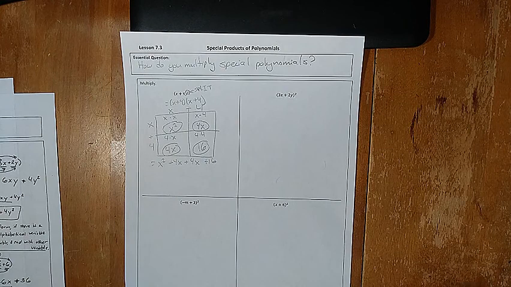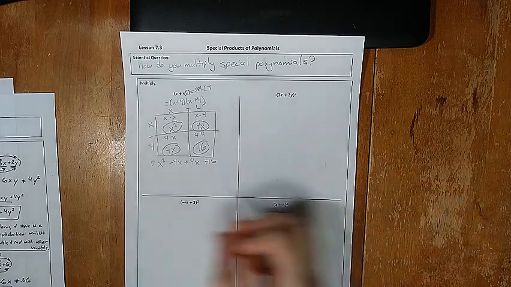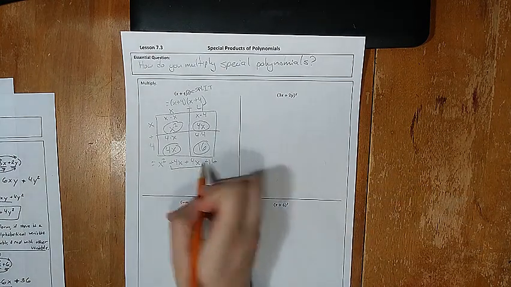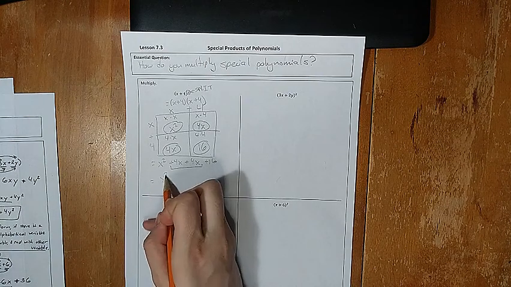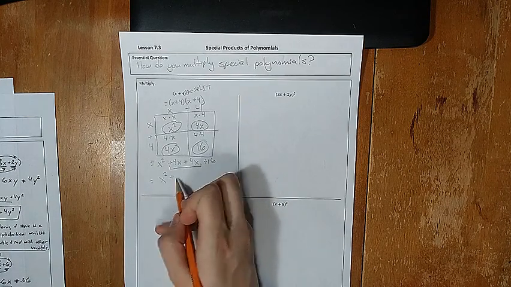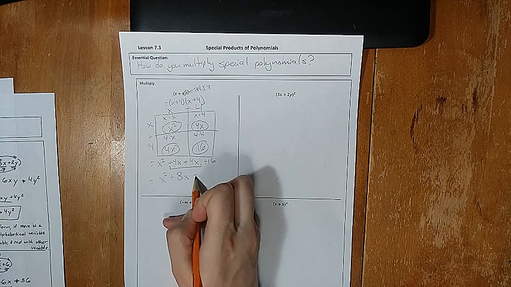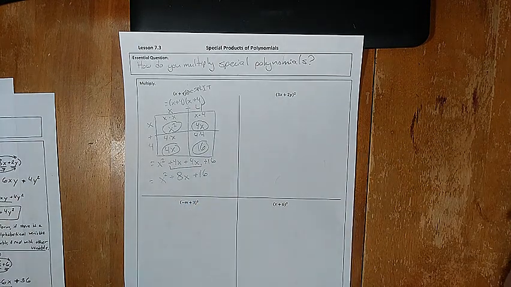So now we ask ourselves, can we combine any like terms? Yes, we have x's right here. So we get x squared plus 4x plus 4x is 8x, plus 16. That is as good as it gets.